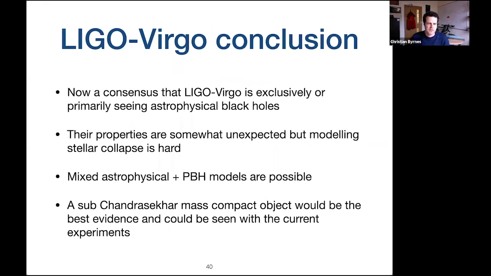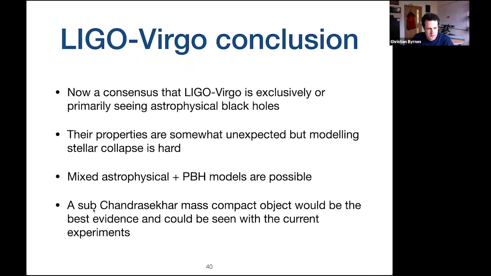So there's a reasonable consensus, I believe, in the community. Several people have checked our results and also redone it with O3A LIGO-Virgo data. They're either exclusively or primarily seeing astrophysical black holes. The properties of these black holes are somewhat unexpected, but modeling stellar collapse is hard. So maybe we shouldn't be too surprised that the models were not quite right. A mixed model is still perfectly possible.